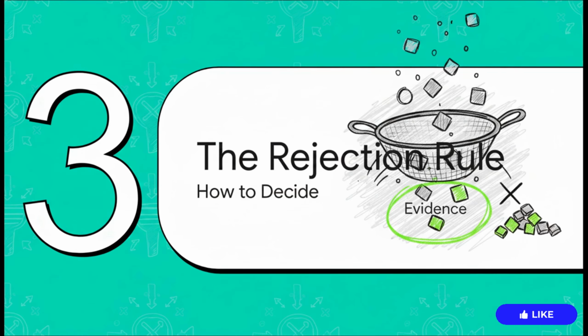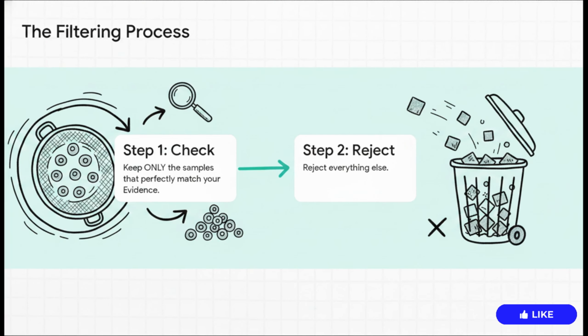Now that we know what we're looking for and what we have, we can talk about the main rule of the game. It's this simple idea that tells us exactly how to filter all our data. And the rule is, we only, and I mean only, care about samples that perfectly match our evidence. It all boils down to a really easy two-step process. First, you're going to scan your whole list of samples, and you're going to keep the ones, and only the ones, that perfectly match your evidence. Step 2, you reject everything else. Just toss it out. It's noise.